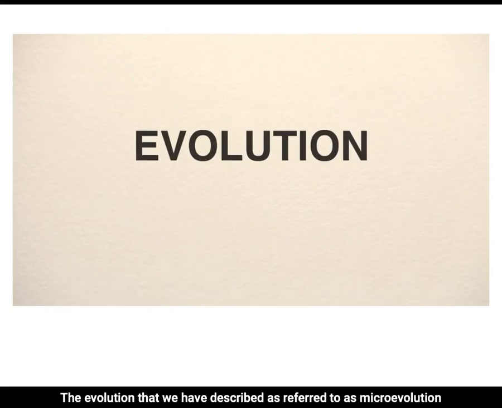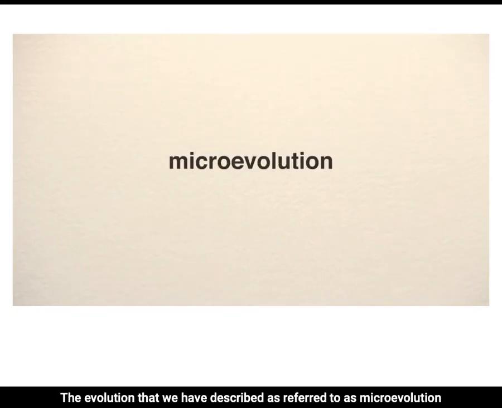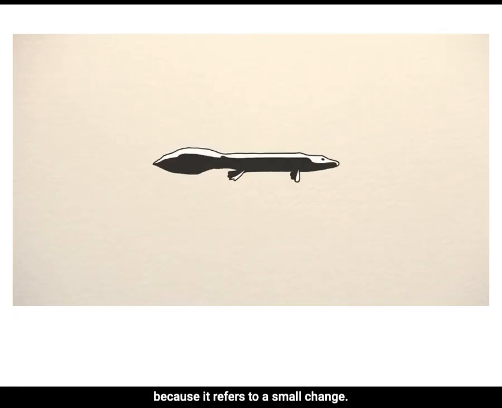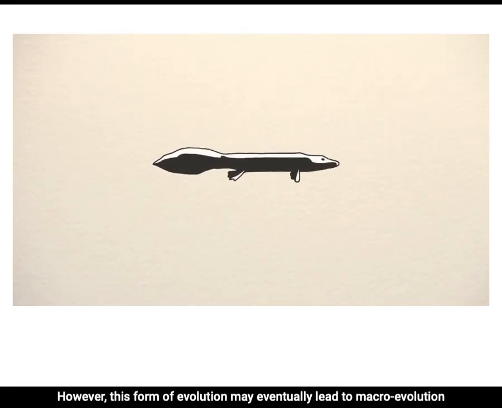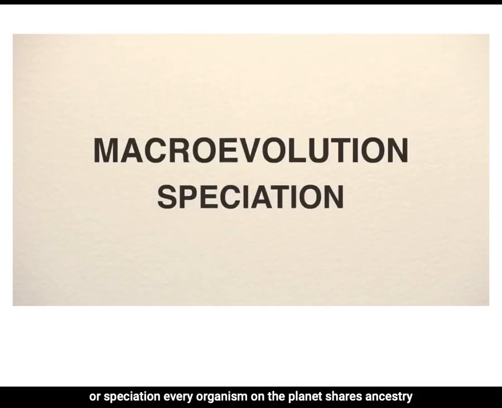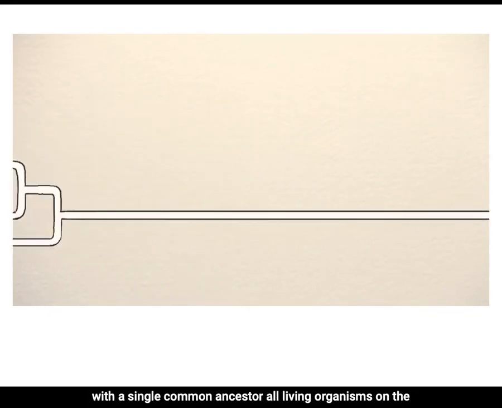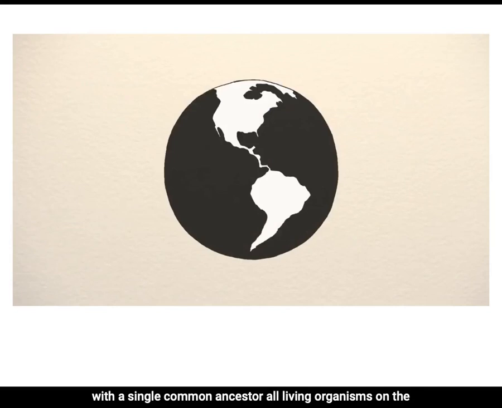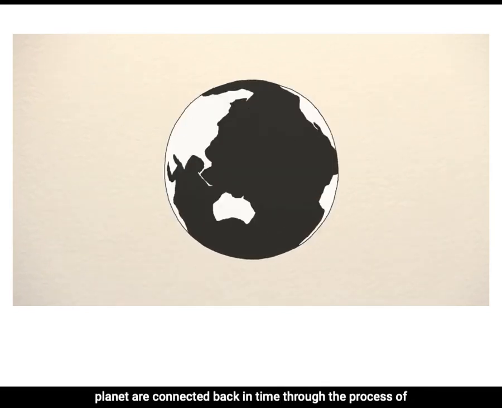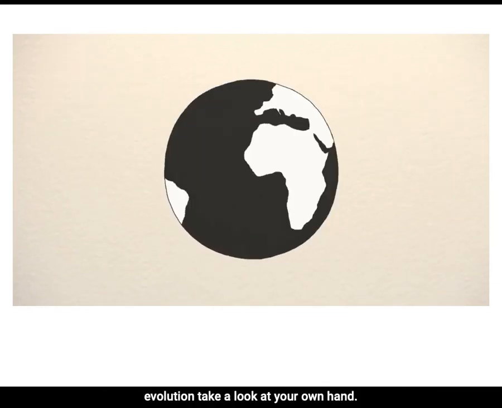The evolution that we have described is referred to as microevolution because it refers to a small change. However, this form of evolution may eventually lead to macroevolution or speciation. Every organism on the planet shares ancestry with a single common ancestor. All living organisms on the planet are connected back in time through the process of evolution.